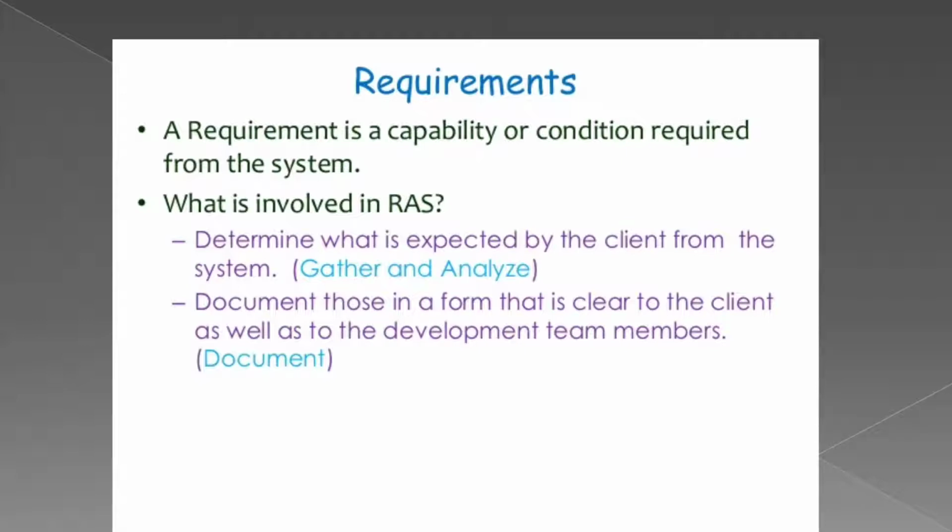A requirement is a capability or condition required from the system. What the customer needs from that particular system is the capability or condition that belongs to that requirement. So, what is involved in RAS, requirement analysis and specification? First, determine what is expected by the client from the system. Second, document those in a form that is clear to the client as well as to the development team members.